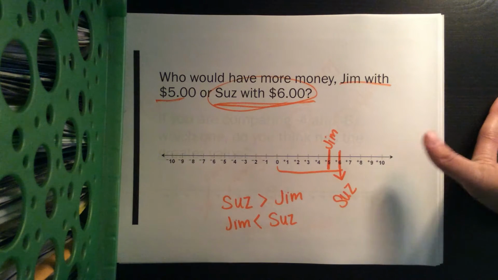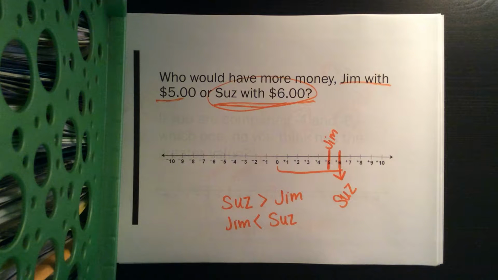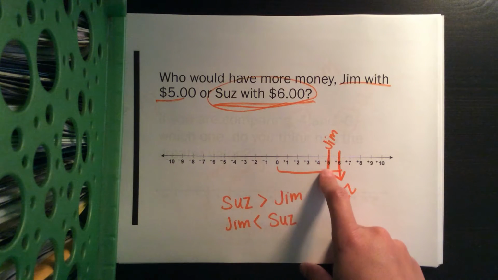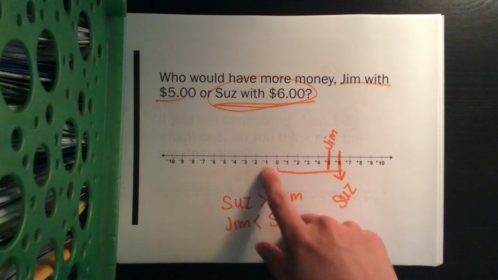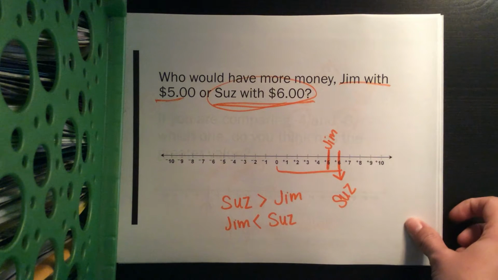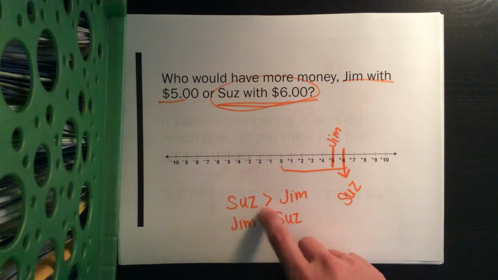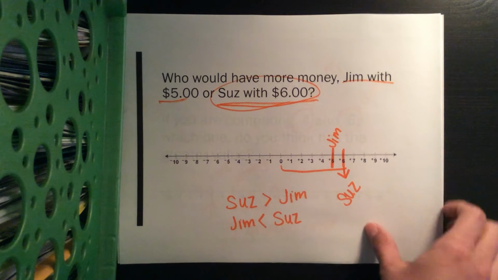Let's look at this question together. You do not have to write anything in your journal right now. Who would have more money? Jim with $5 or Suze with $6? I think Suze has $6. So how can we justify this on a number line? Jim is right here at 5 and 6 is further from 0 on the positive side. So we know that Suze has more money. It can be written in two different ways. These are the inequalities we're going to talk about more in a little bit. Suze has more money than Jim, so Suze is greater than Jim, or Jim is less than Suze.